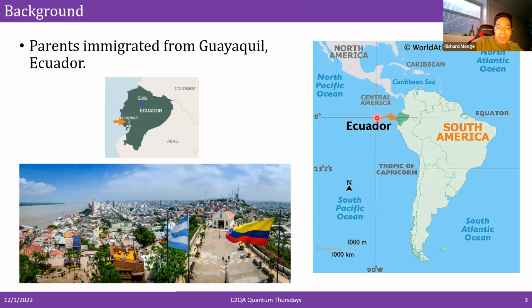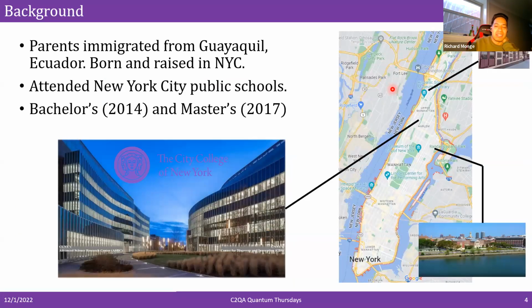So my parents immigrated from Guayaquil, Ecuador to New York City for a much better life. Like Carl mentioned before, I was born and raised in New York City. What you see on the screen are all the schools I've ever attended throughout my entire life, and I haven't pretty much moved outside a 2-3 mile radius for my entire career. Lastly, after going to high school in Harlem, I attended the City College of New York. I did my bachelor's and master's in 2014 and 2017.